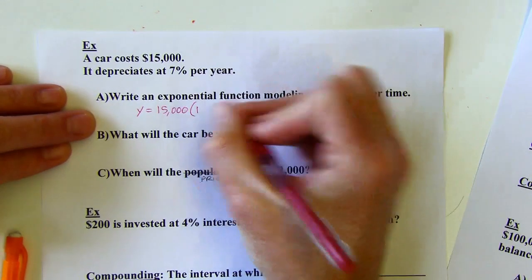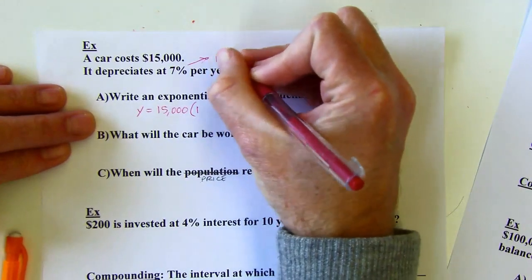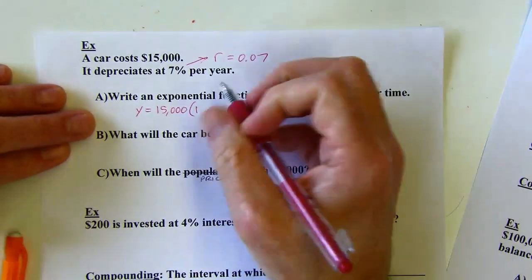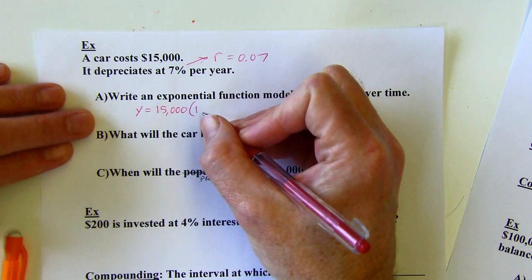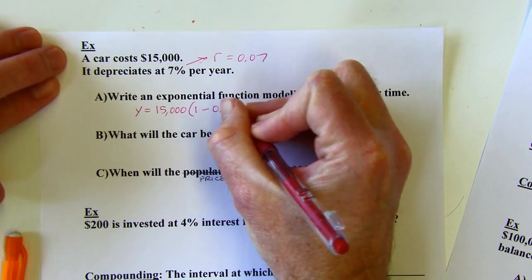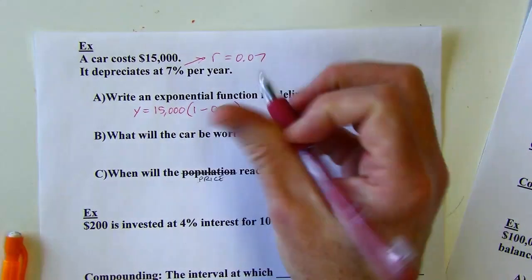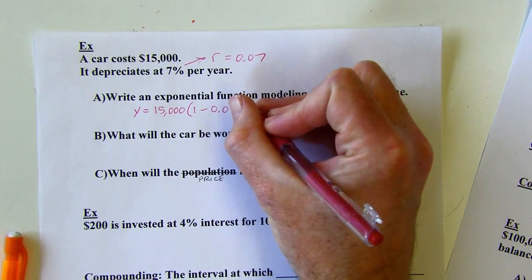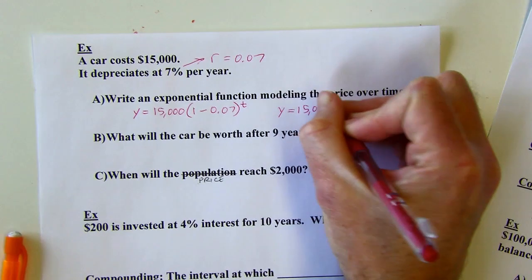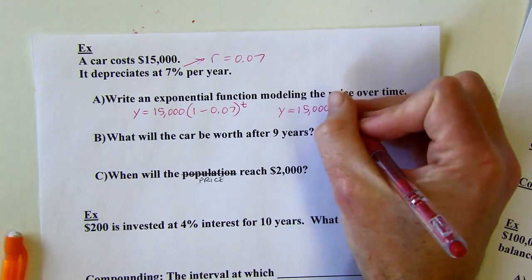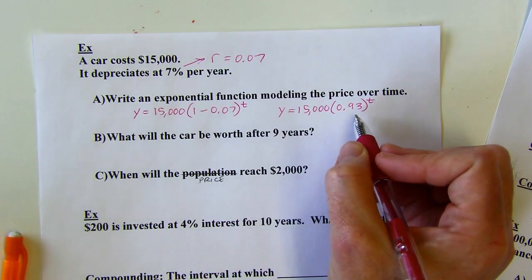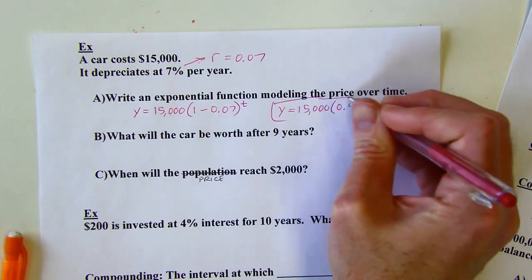Okay, and then instead of doing 1 plus, my rate is going to be 0.07, right? 7%. But if I'm adding it, then it's going up 7% a year. It says it depreciates, so this is actually decay. So the only difference is you're going to subtract out that rate, okay? And then this is going to be my time up here, okay? So I can clean this up a little bit just by doing the subtraction. So that's going to be 0.93. So that means every year it's going to be 93% of the previous value that it was, okay?